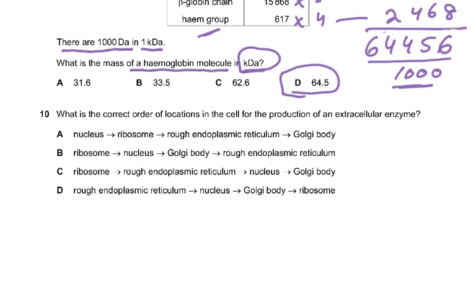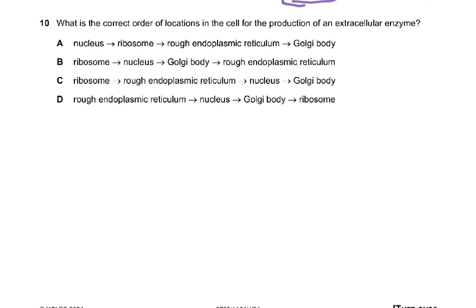Then coming to question number 10. What is the correct order of location in the cell for the production of an extracellular enzyme? Extracellular enzymes are thrown out of the cell, and these will be made on the ribosomes, on the fixed ribosomes. Of course, that's not in the question, but intracellular enzymes are made on the free ribosomes. So question number 10, what is the answer?